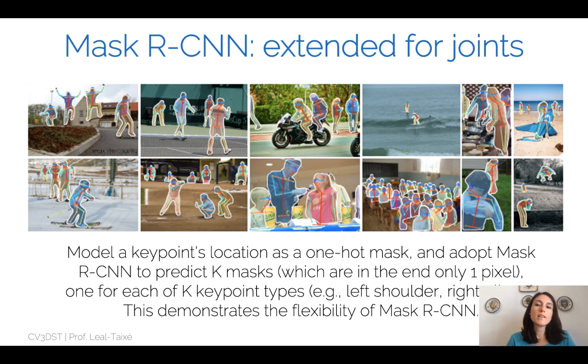And the nice thing about Mask R-CNN is that it's quite a flexible architecture. So you can also, for example, extend it to predict body joints. The idea is that you can model a key point location as a one-hot mask and adapt Mask R-CNN to predict K masks, which are in the end only one pixel. Every joint is going to be represented as a mask, and you're going to predict K masks for K joints. Each of the masks is going to represent left shoulder, right elbow, and all the other joints in the body. So by just slightly changing the meaning of the representation, you can use the same operations and take advantage of the ROI Align power to predict precise body joints in this case. And of course, the full skeleton as is depicted here.